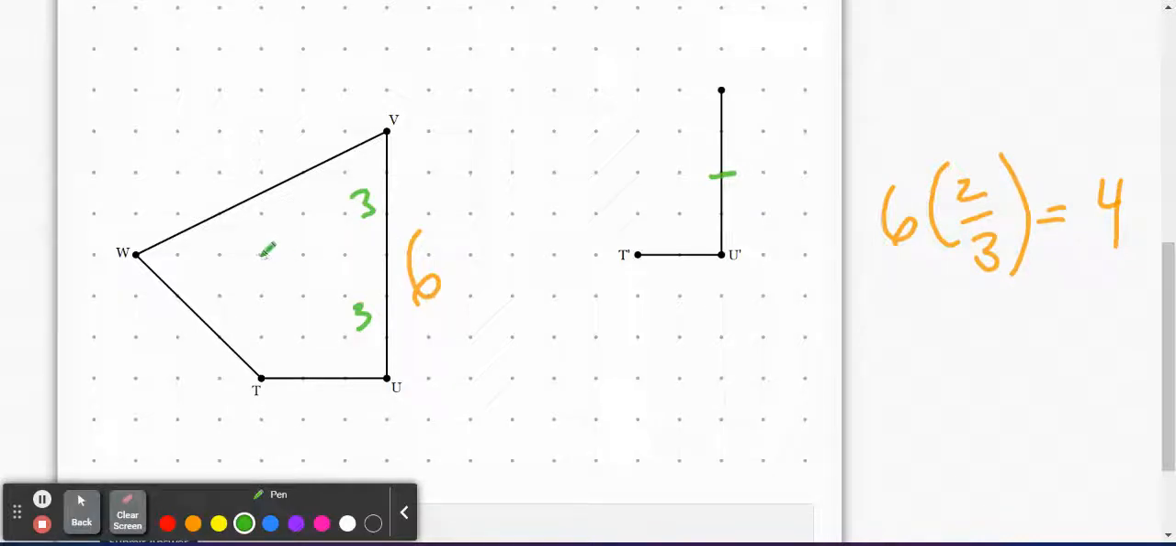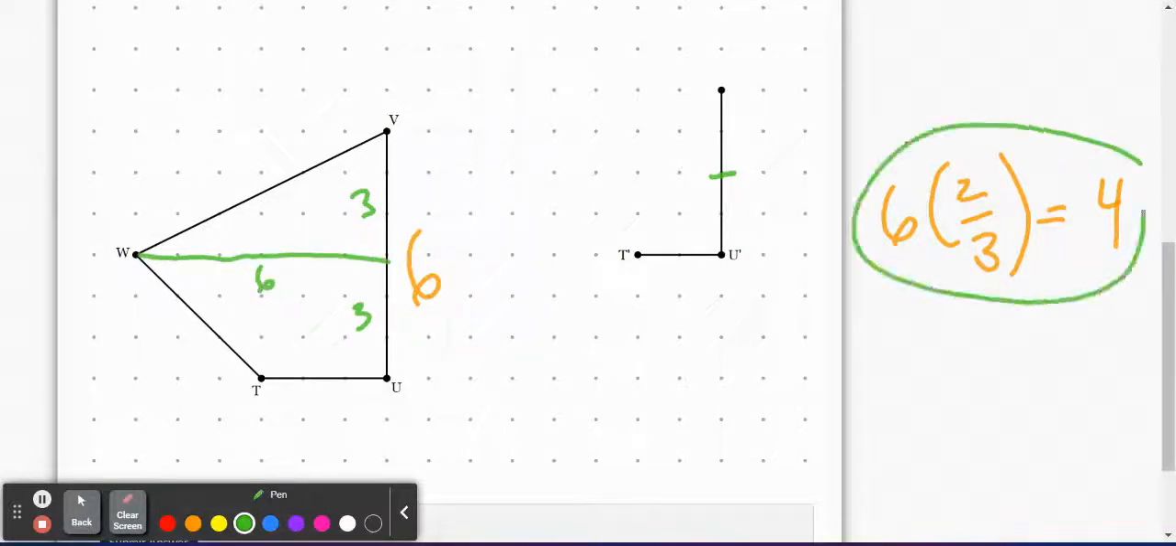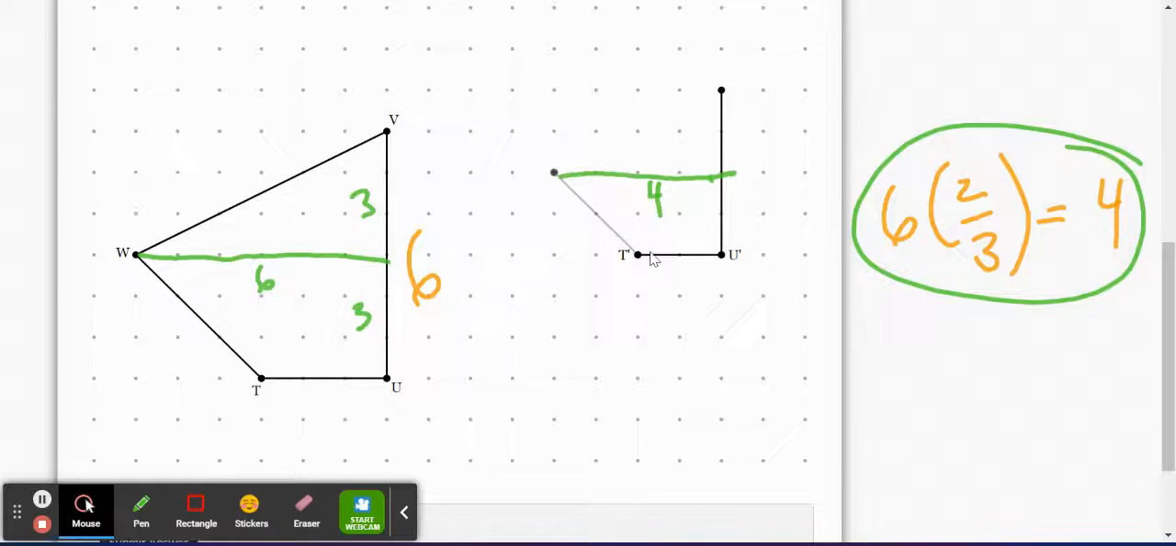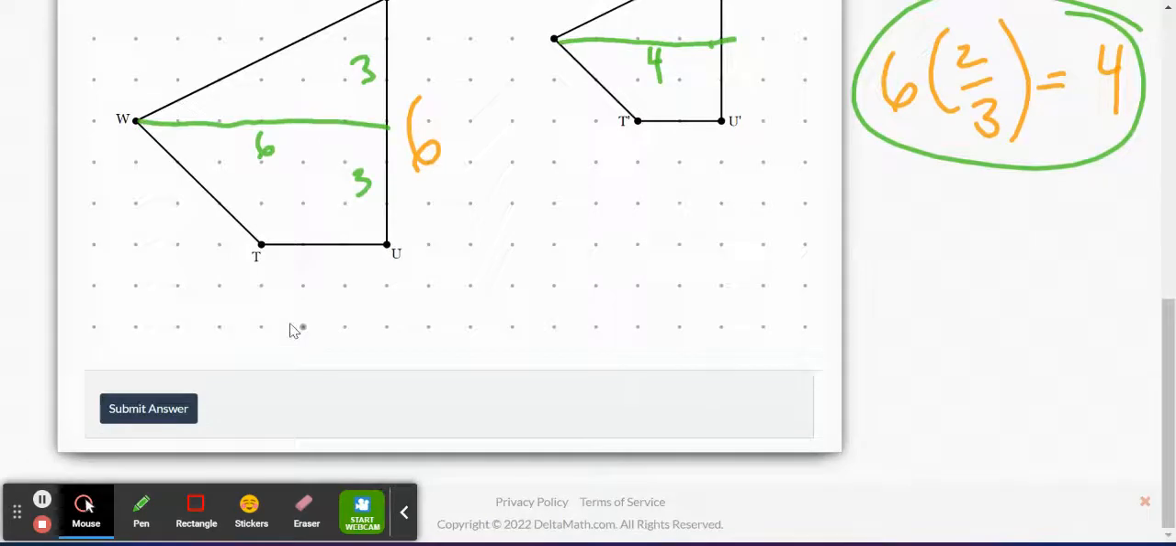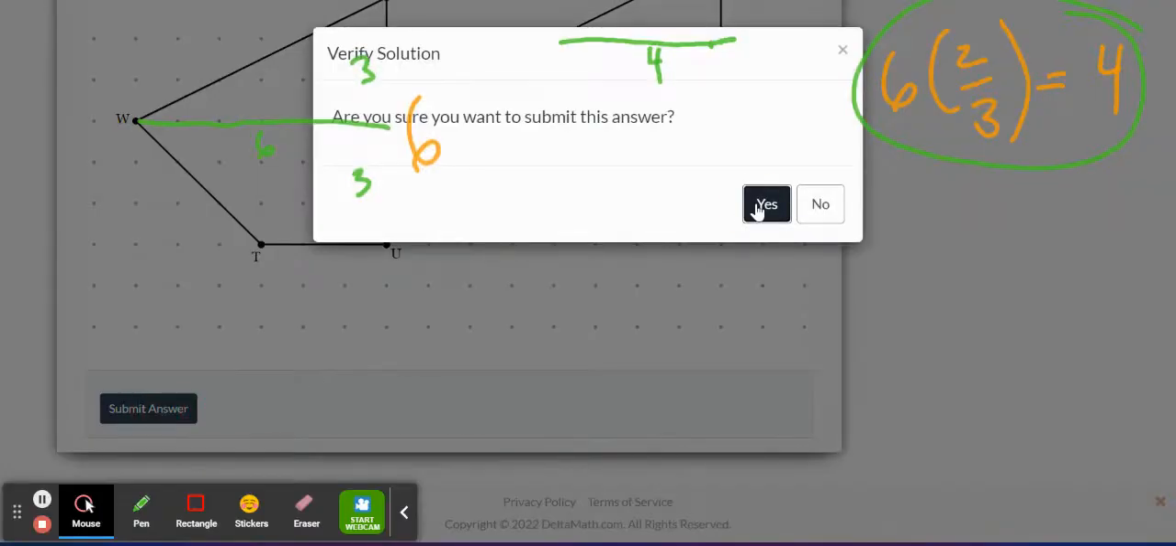Okay. 1, 2, 3, 4, 5, 6. So this right here is 6. And we know 6 times 2/3 is 4. So the same thing I do over here. I click 4 boxes over. 1, 2, 3, 4. Because I know that this is going to be 4 because 6 times 2/3 is 4. Then I connect those points, boom, boom, and submit. Yes, bam.